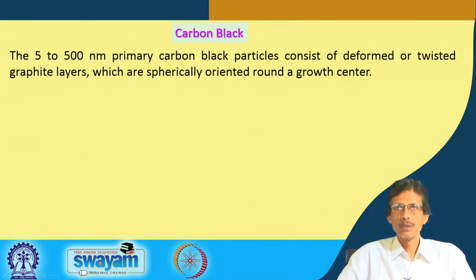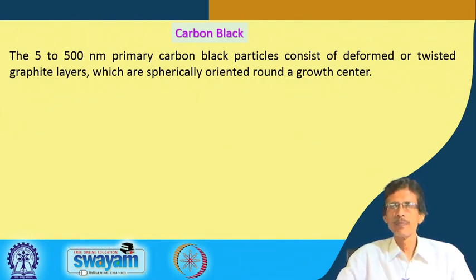So, the particle size we fix from 5 to 500 nanometer. Obviously, 500 nanometers is a little bit bigger, but the surface characteristics will be different when you go to the bigger sizes of those particles. So, the range is 5 to 500 nanometer primary carbon black particles. We are not modifying it to a secondary form, it is the primary one. Whatever we produce by charring, by burning, by pyrolysis, we take as the starting material for carbon black. It consists of deformed or twisted graphite layers.